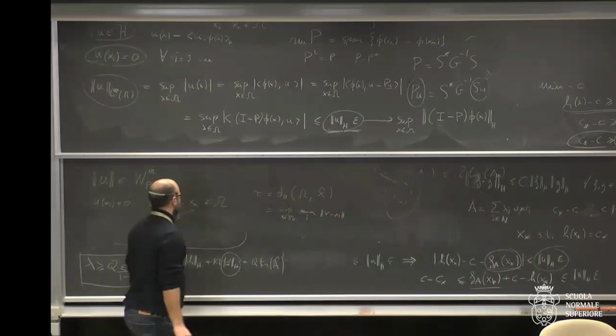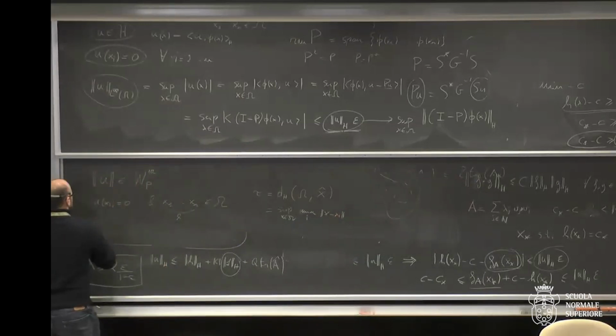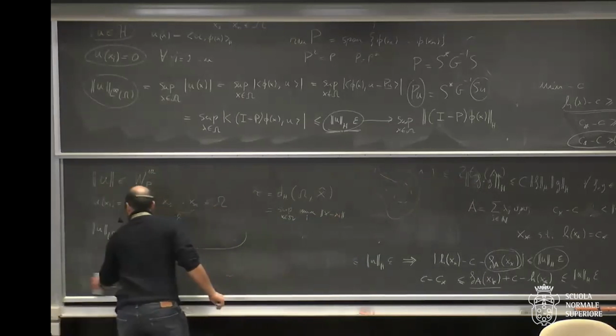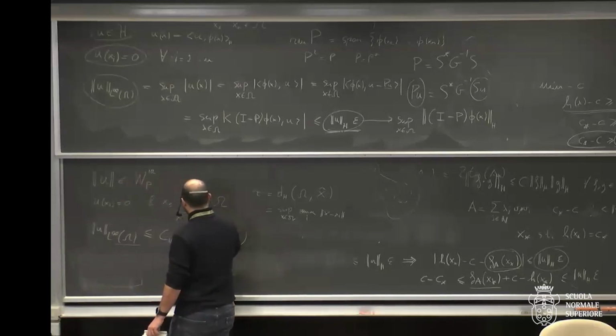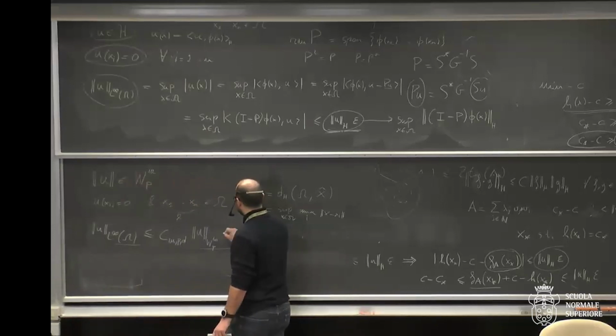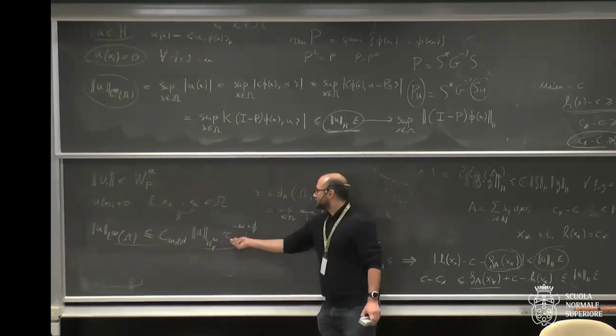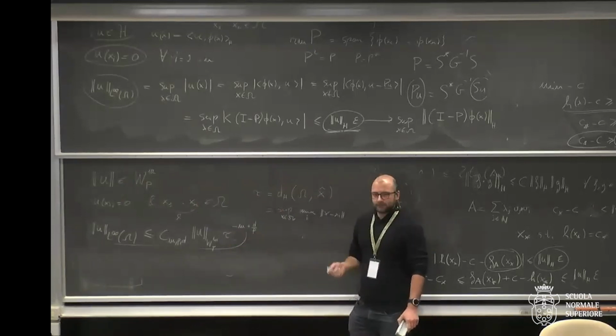Okay, and the result works like this. The L infinity norm in omega is bounded by some constant that depends only on m, p, and d, times the norm of u in W, and p, and tau to the power m minus d over p. Okay? So this is the kind of result.